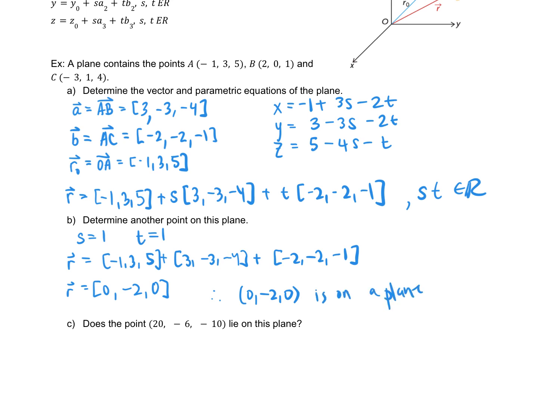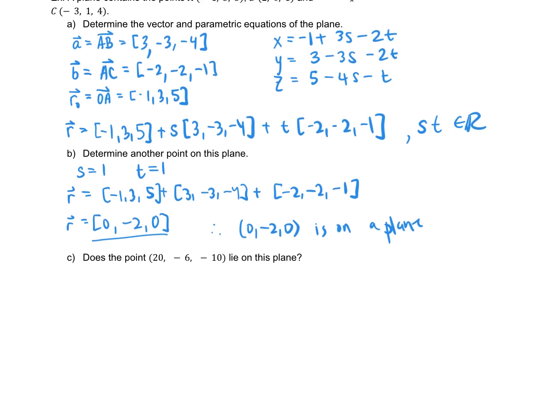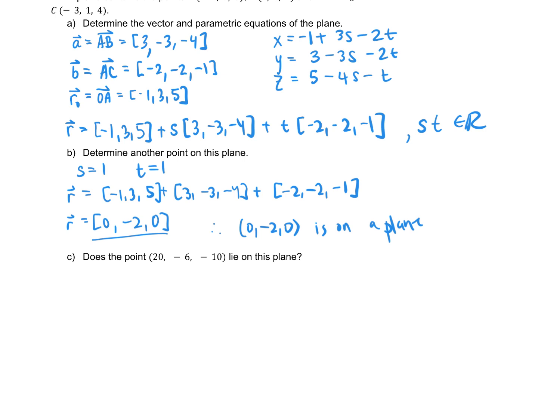But when you have your vector equation, this represents a vector, but it's starting from the origin. So that's why we can safely also treat it as a point. Does the point (20, -6, -10) lie on the plane? This is going to be the exact same type of question as when we were testing to see if a point is on a line, except now we have two parameters. So we have to solve for s and t, and then we'll use our z equation as a way to check our work to see if the point is actually on the plane.